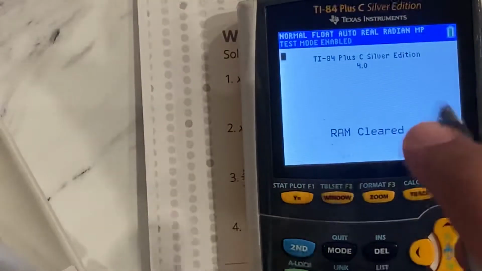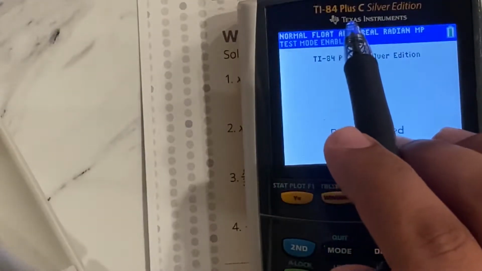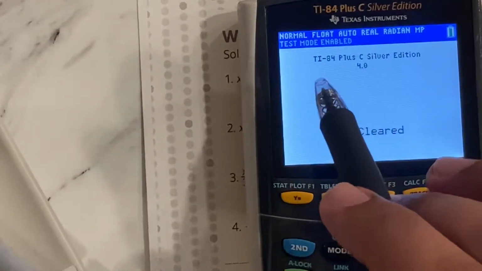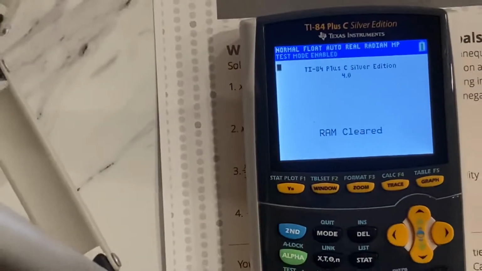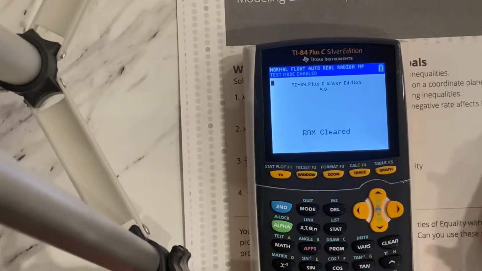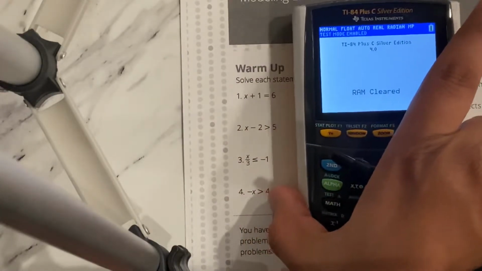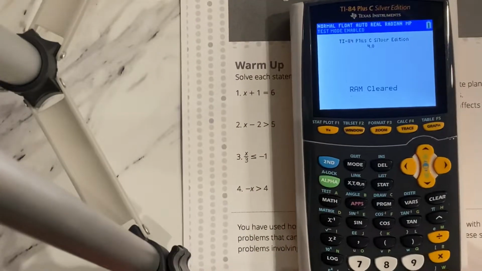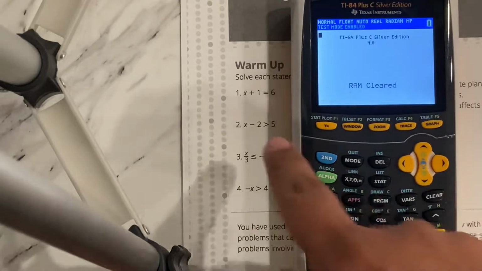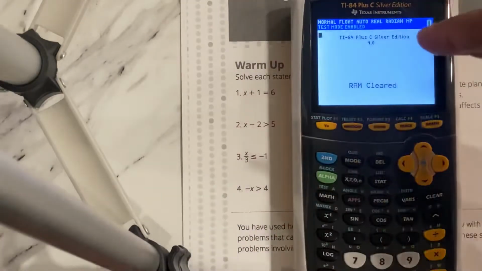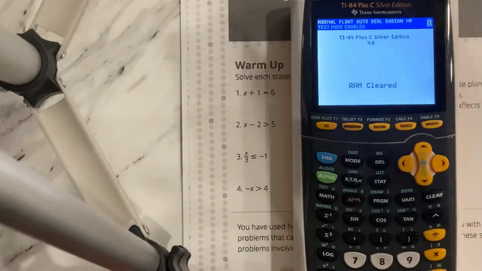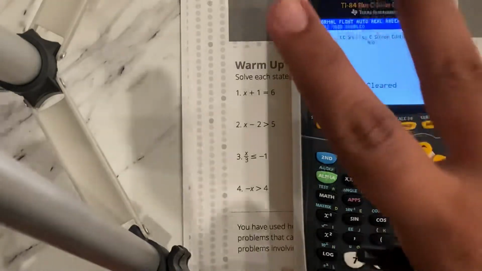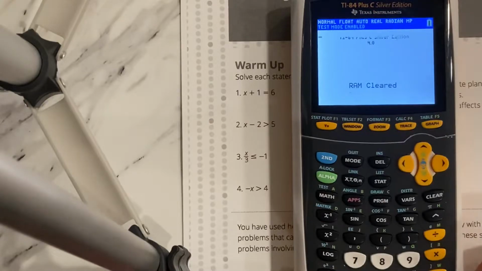Wonderful. We all should have this TI-84 Plus. I know a lot of the high schools have them. 8th graders, hopefully you have them. If not, you'll be okay for next year. Now, we did solve 1 and 2 by hand. Right here, we will apply the calculator. It's going to make it a little bit easier to check our work.